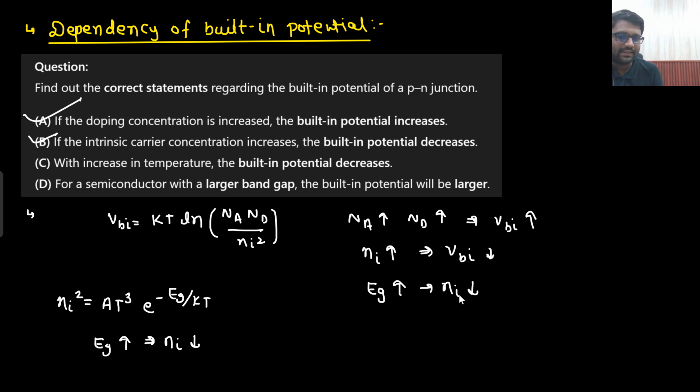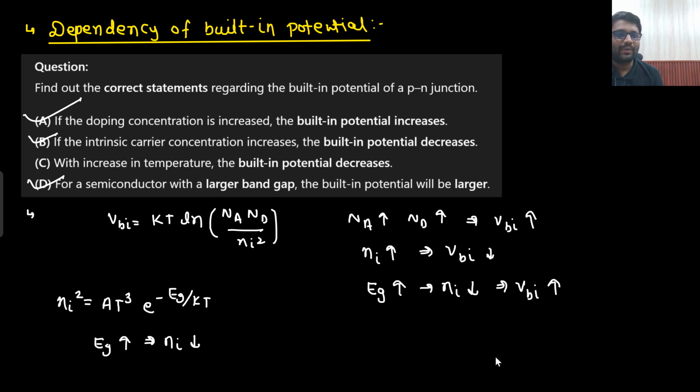So if Eg is more, Ni is less. If Ni is less, then this whole value will be large, so V built-in will be large, right? Inverse relation is there. If Ni increases, V built-in decreases. So if Ni decreases, V built-in will increase. What about the temperature?